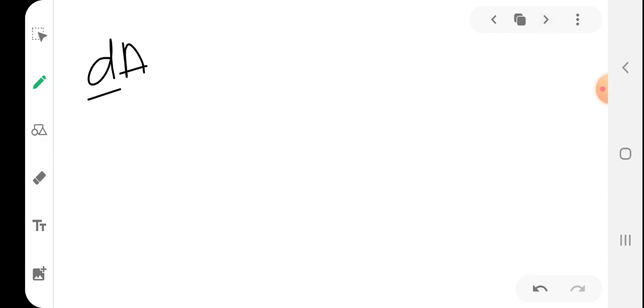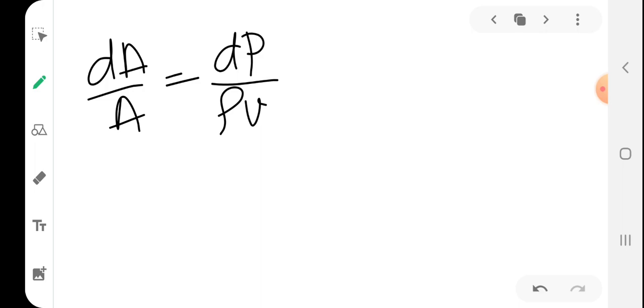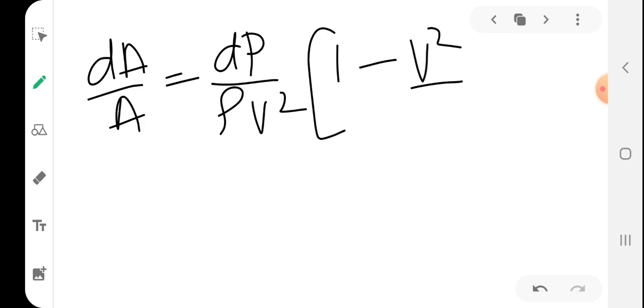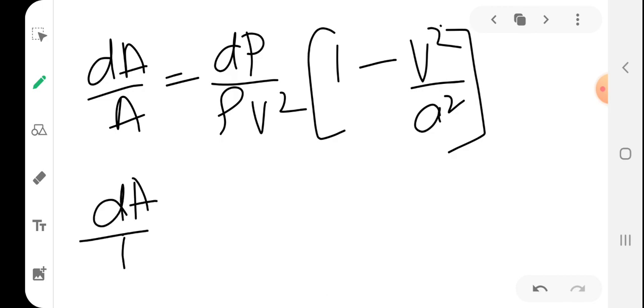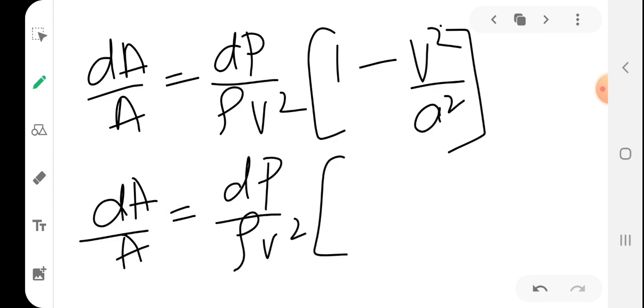So dA by A equal to dp by rho v square into 1 minus v square by a square, right? What is this? V square by a square is nothing but Mach square. So dA by A equal to dp by rho v square into 1 minus Mach square.